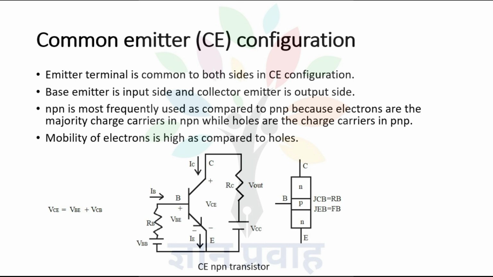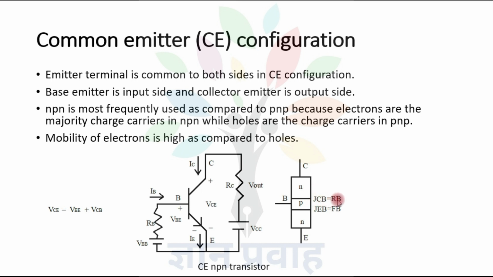Common emitter configuration. It is the next configuration of BJT. In this configuration, emitter terminal is common to both input and output sides. And this diagram is simply showing common emitter NPN transistor. Here input side is base emitter side and output side is collector emitter side. And condition for operating this transistor as an amplifier is given here.